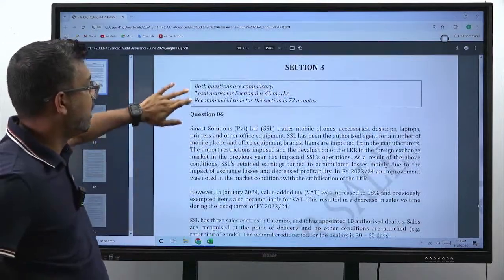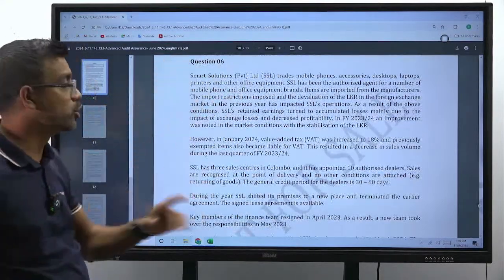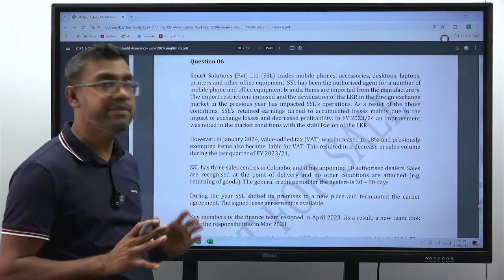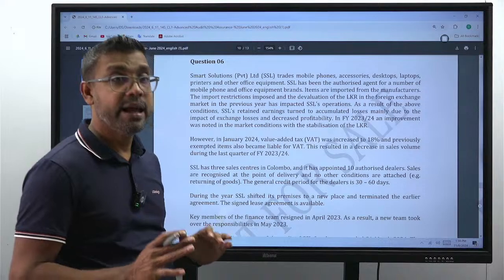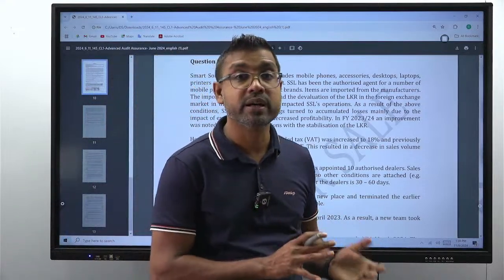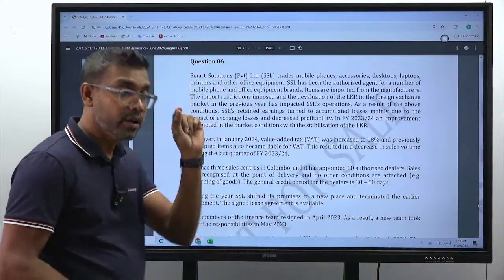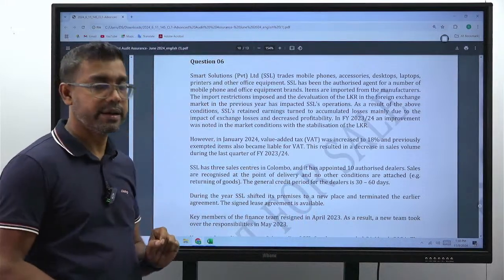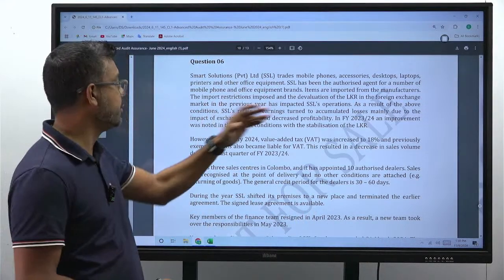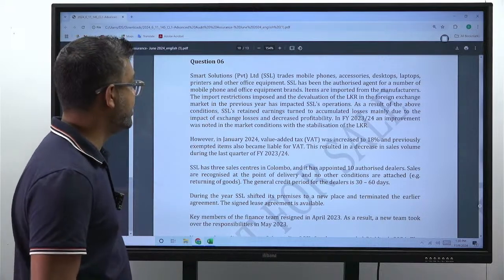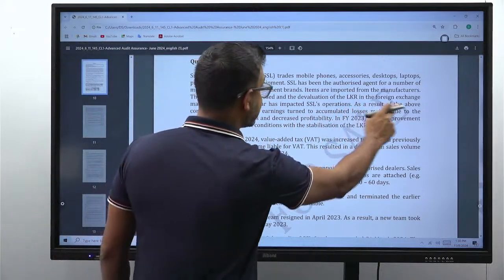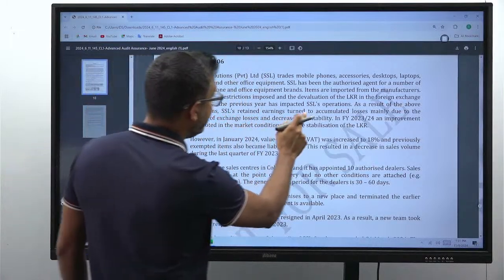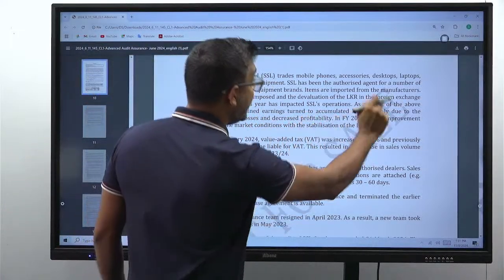How do you assess? Because I'm explaining the answer also. Number one, because of import restrictions and devaluation of LKR, there is an impact on the going concern of the business. Going concern risk is the first risk that you can identify, right? Because of import restriction and devaluation of rupees. As a result of the condition, SSL retained accumulated losses.